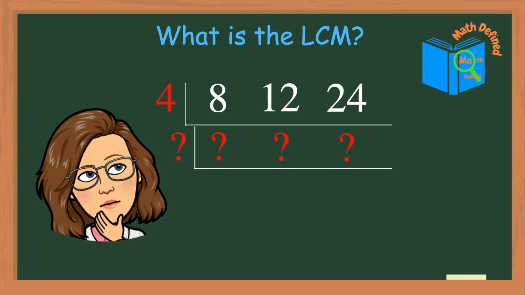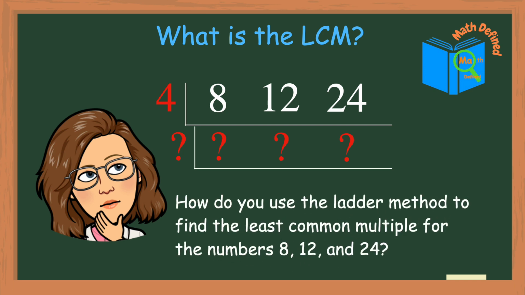Today's least common multiple question comes from one of my awesome viewers. How do you use the ladder method to find the least common multiple for the numbers 8, 12, and 24? Great question. Let's get started.